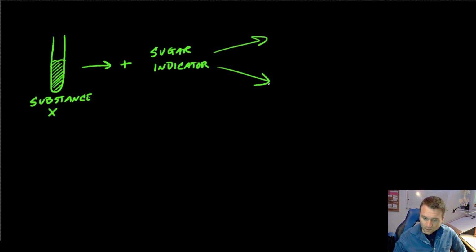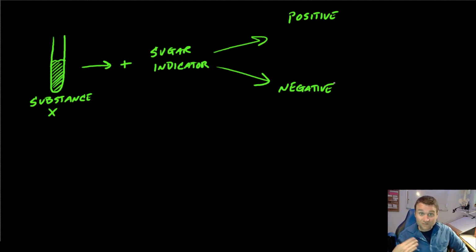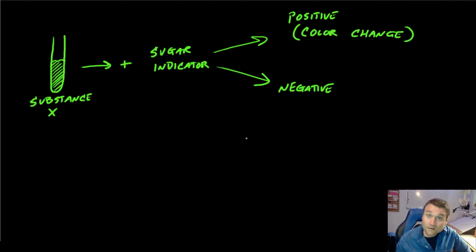Either I will get what we call a positive result, which in science, positive doesn't necessarily mean good, it just means that you confirmed what you were looking for. The thing you were looking for was present. And negative, which would mean that it's not present, it's not there. It doesn't mean it's bad, it just means it's not there. So how would I tell? Well, the indicator turns color in the presence of sugar. So positive, you would get a color change. Negative, no color change.